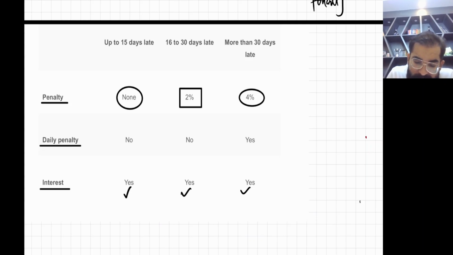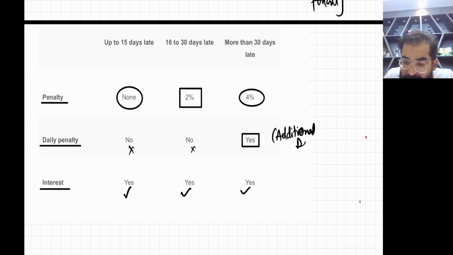Now daily penalty, there is no daily penalty for 0 to 15 days, or 16 to 30 days. But yes, if you are more than 30 days late, then for additional days you have to pay 4%. This is per annum, 4% per annum penalty.